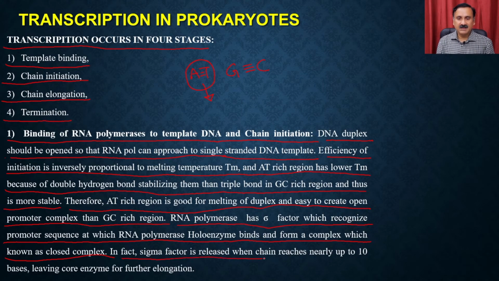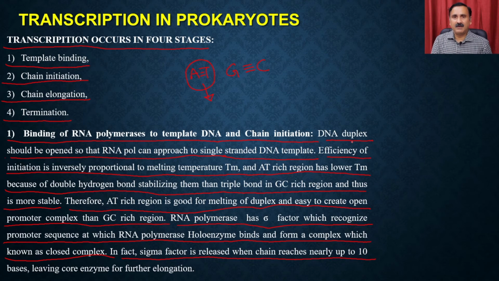In fact, the sigma factor is released when the chain reaches nearly 10 bases, leaving the core enzyme for elongation. So as soon as the RNA polymerase enters the initiation step and goes for 10 nucleotides, the sigma factor is removed, and that has a very good advantage, right, because the sigma factor, which is part of the RNA polymerase, recognizes the promoter, and then transcription starts. You can imagine that transcription starts and goes for 10 nucleotides. Once the 10 nucleotides are over, the sigma factor is released.